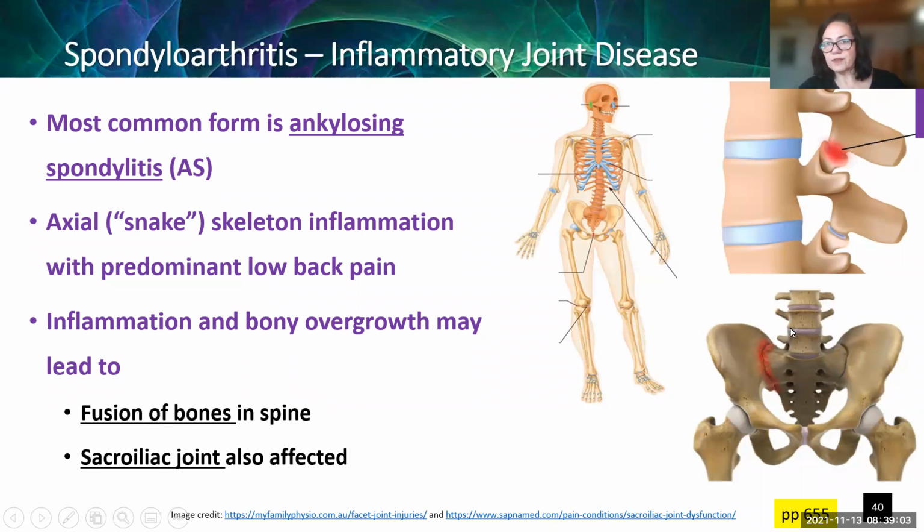This can also affect, remember I said axial skeleton is the central part, it also affects here where the axial skeleton joins the appendicular skeleton. It's known as the sacroiliac joint. This is the sacrum and this is the ilium. So the SI joint is also affected. And this again is an inflammatory joint disease, so there would be markers of inflammation for this one too.